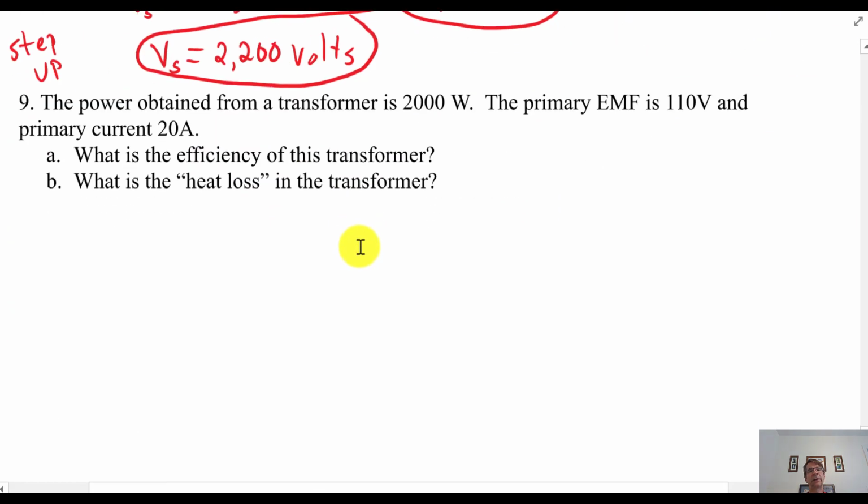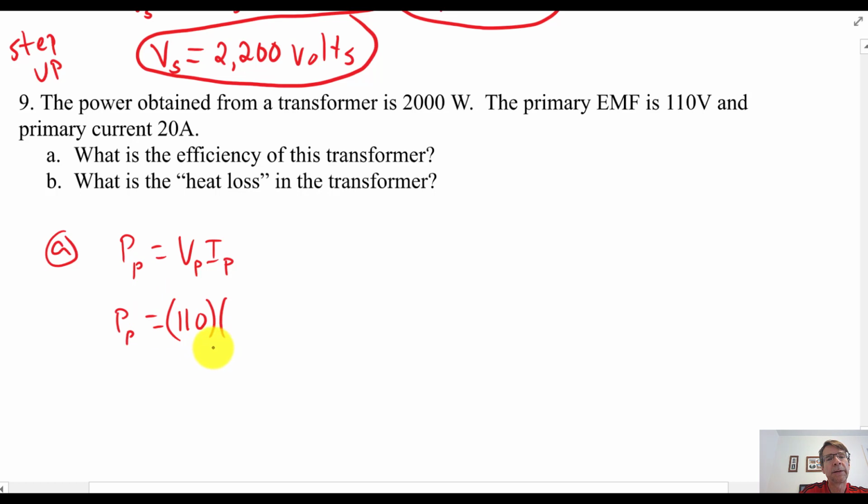The power obtained from a transformer is 2,000 watts. That's the power in the secondary. The primary EMF is 110 volts, and the primary current, okay. So what's the efficiency? So here we go. So in part A, the primary power is the primary voltage times the primary current. Oops, I said P. P is primary. So the power in the primary, the voltage in the primary is 110. All right, the current in the primary is 20. So the power in the primary here is really big. It's 2,200 watts. It's a different transformer than the one before. That's the power in the primary.